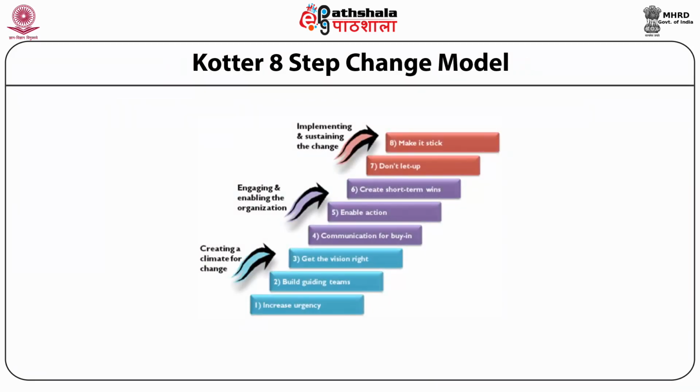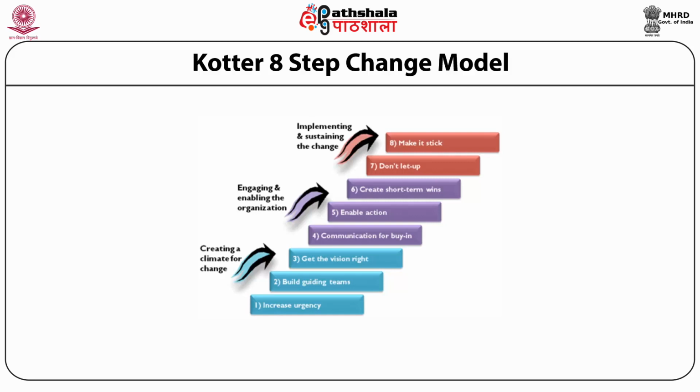Now let us look into the John P. Kotter 8-step change model. This model basically talks of again 3 major phases which are broken down into 8 steps. The first phase is creating a climate for change. Next step is engaging and enabling the organization. And the third step is implementing and sustaining the change. So if you see, this is almost somewhat similar to the Kurt Lewin model. However, these 8 steps are very relevant to bring in the change in the contemporary times.